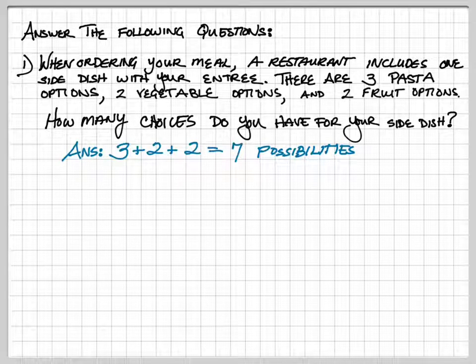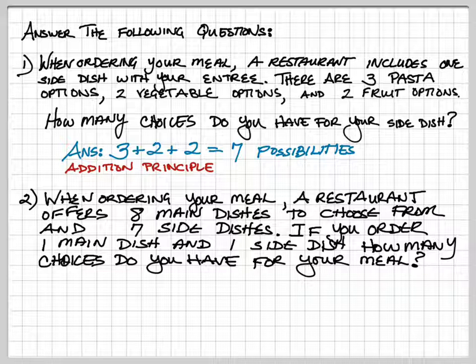Welcome back. I hope you got as your answer 7 possibilities, because the total number of choices is the sum of these separate options. And what's important here is that the options didn't overlap. I am assuming that there is no vegetable pasta, or we're going to classify tomatoes completely as a vegetable or a fruit, but not both. So there can be no overlaps between your parts, and then you just add all your parts up. That's the sum principle, the addition principle.